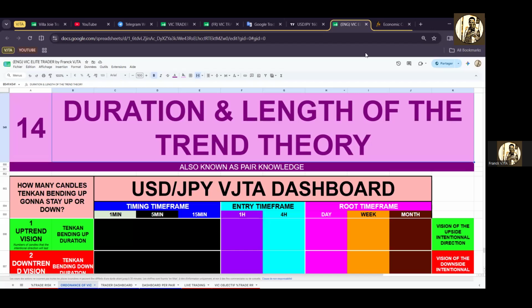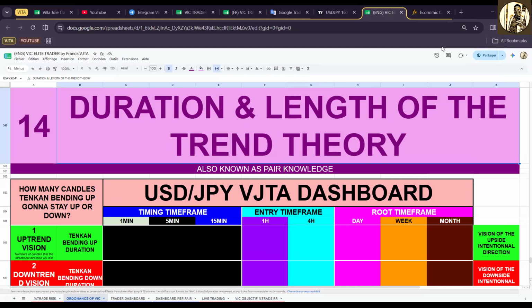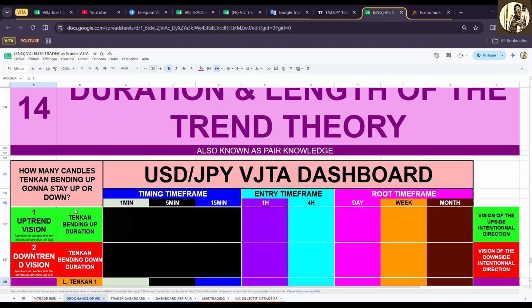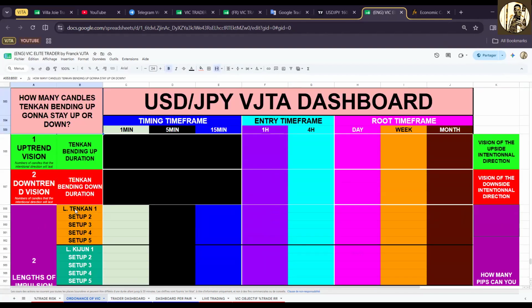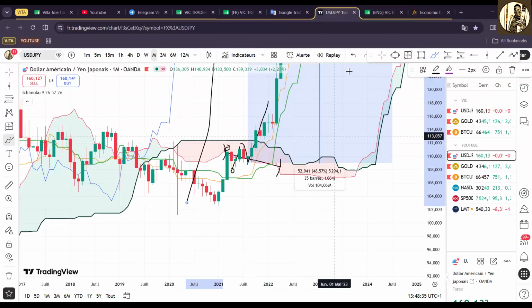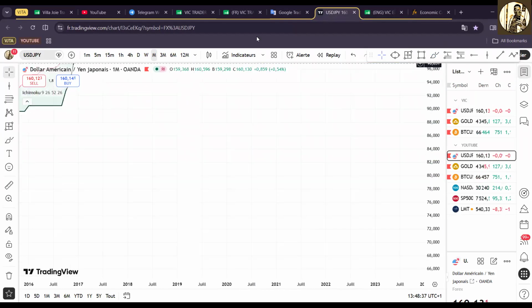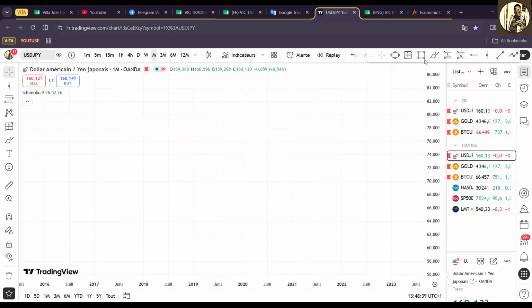The duration of the length theory. The duration and the length theory are also known as pair knowledge. So for this theory, first of all, we need to know how many candles they can bend into the upside or stay up or down.